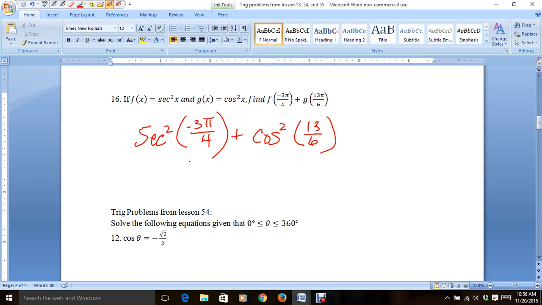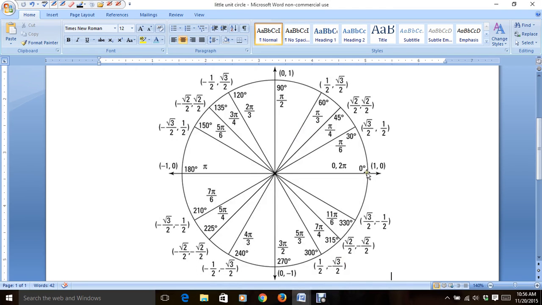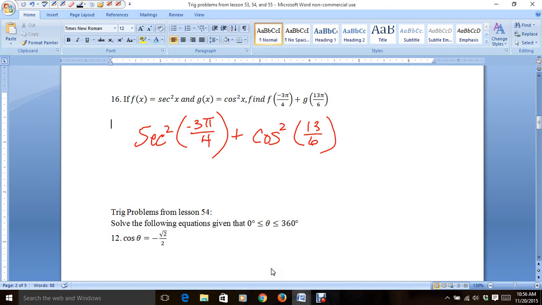So first of all, we want to look at the secant of negative 3 pi over 4. So we're going to go to negative 3 pi over 4. It's right here. And we're looking at secant, which is 1 over cosine. So it's 1 over this, which is negative square root of 2 over 2. If you take the reciprocal of this and then rationalize it, you get negative square root of 2. So that is going to be for secant here. So negative square root of 2, and then we're squaring it.